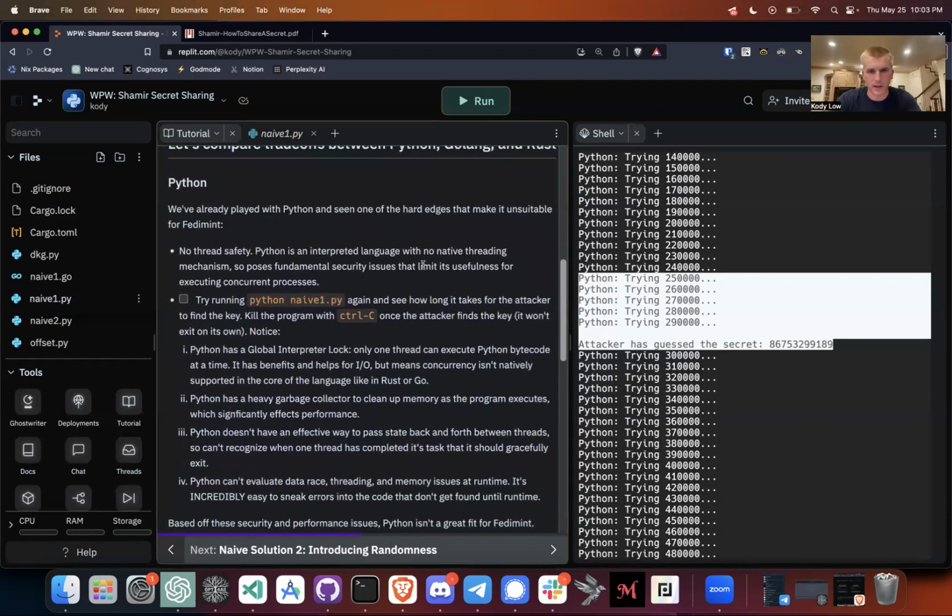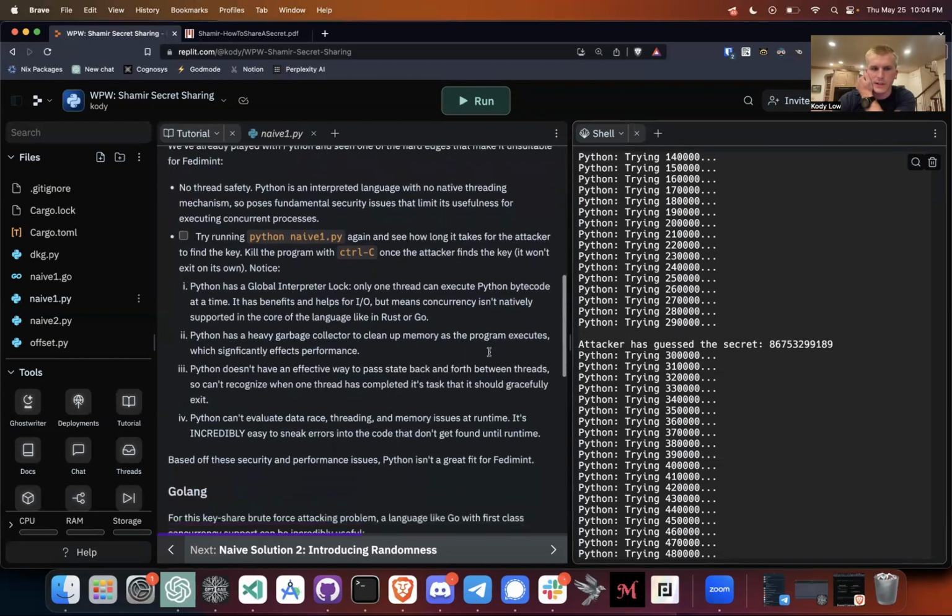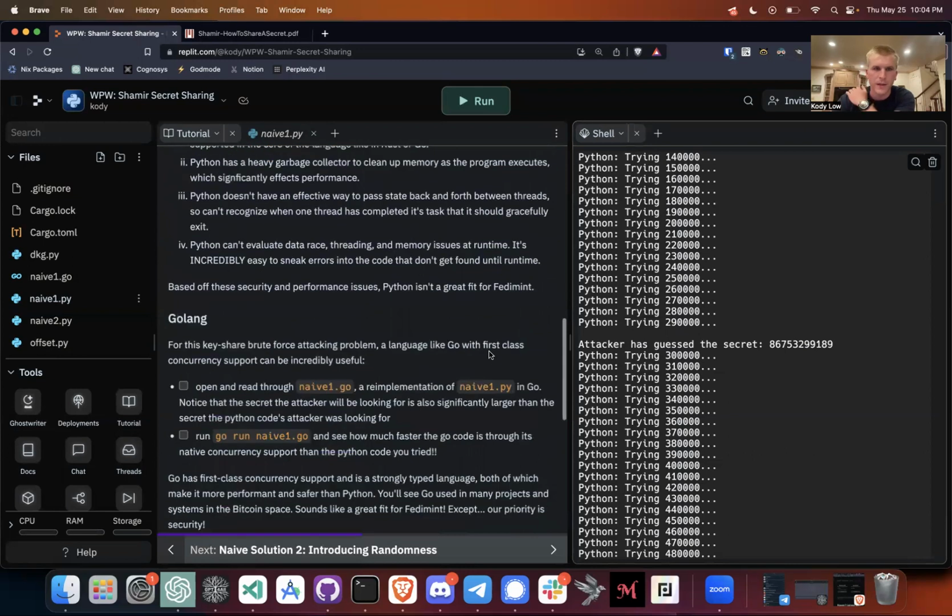So Python, we already played with Python and we saw one of these issues: threading doesn't actually exist in Python. It's simulated threading because of the global interpreter lock, and Python is an interpreted language, so only one thread can execute Python bytecode at a time. It simulates threading, but it doesn't have all the advantages of it. It's not natively supported in the core language like Rust or Go.